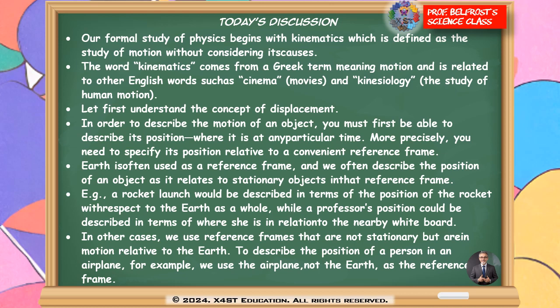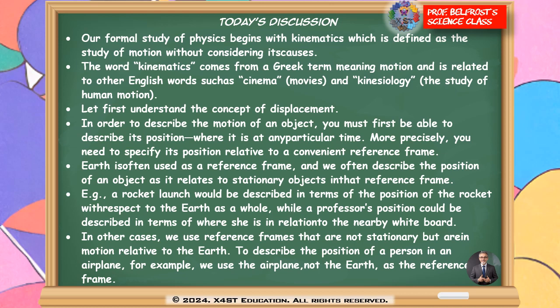So our formal study of physics begins with kinematics, which is defined as the study of motion without considering its causes. The word kinematics itself comes from a Greek term meaning motion, and it's related to other English words such as cinema, kinesiology, and many more.